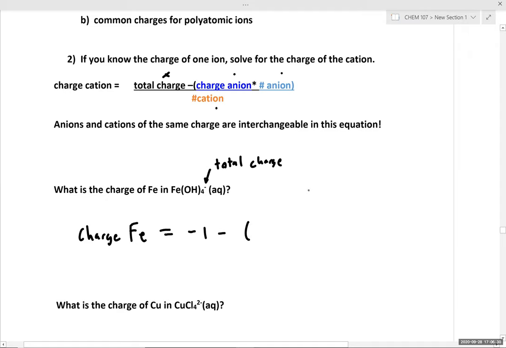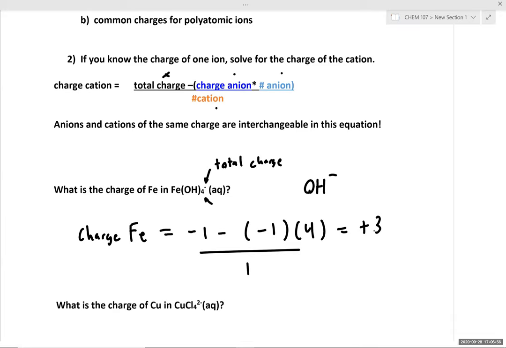Minus the charge of our anion. And in this case, our anion is hydroxide, so it has a minus one charge, and we have four hydroxide anions. So we multiply that by four, and then we divide by the number of irons, which is one. That in turn gives us a charge for iron of plus three. Does everyone see how this example is slightly different from the earlier ones that we've done? This time we have to account for the total charge in our calculations. Does this make sense to everyone? Is everyone comfortable with this idea?